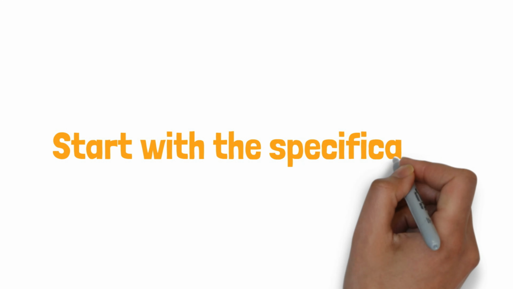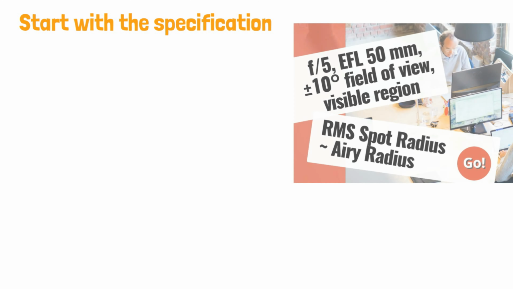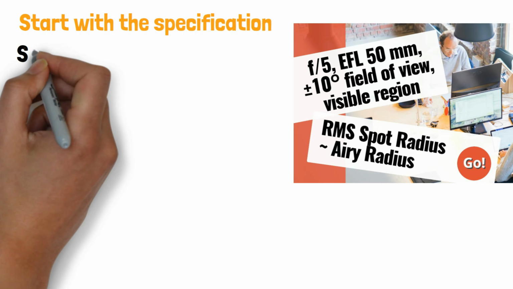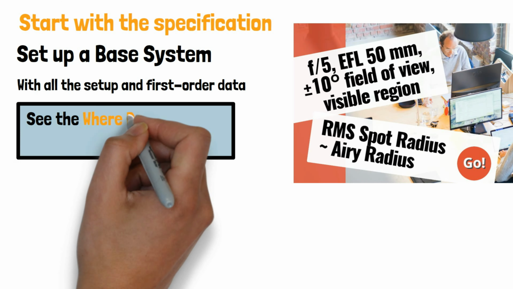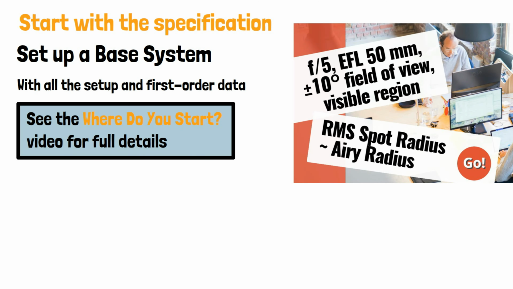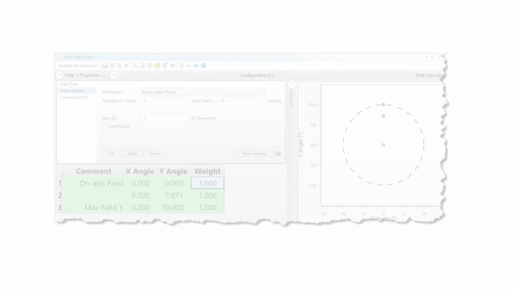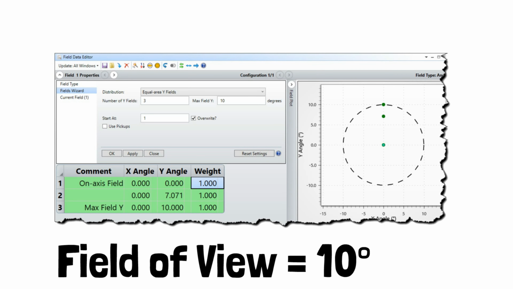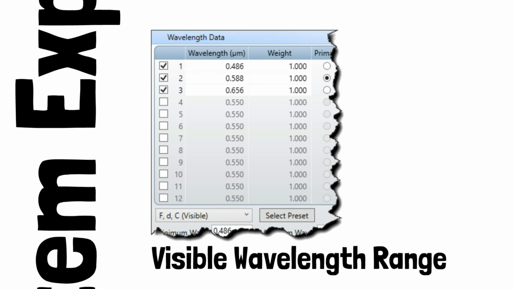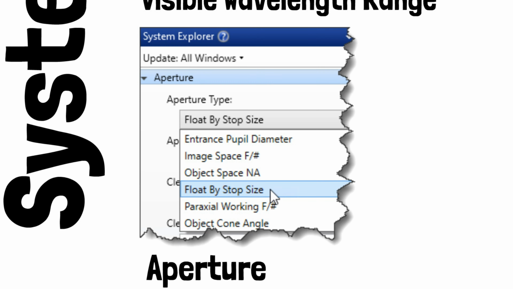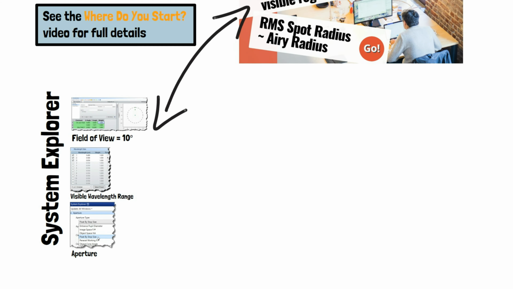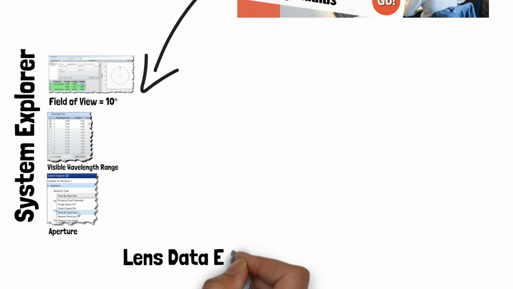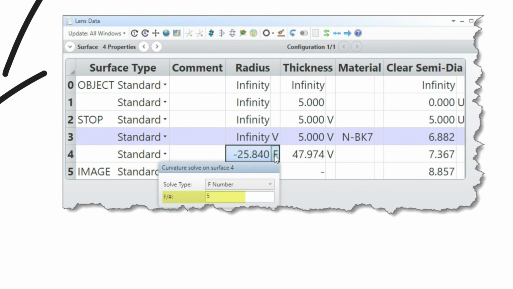So let's summarize what we've covered. Start with a specification and set up a base system that encodes the first order and constructional data for the system. We set up the lens so that all the first order properties of the lens were set up in the System Aperture, Field of View and Wavelength tabs of the System Explorer, and in the Lens Data Editor by setting the size of the aperture stop and the f number of the lens directly.